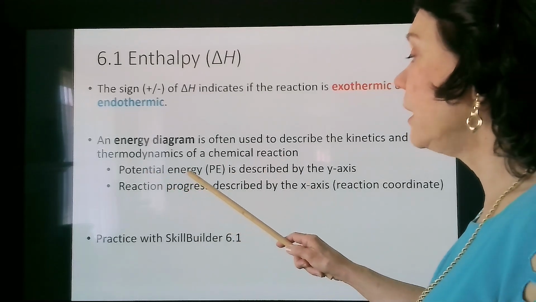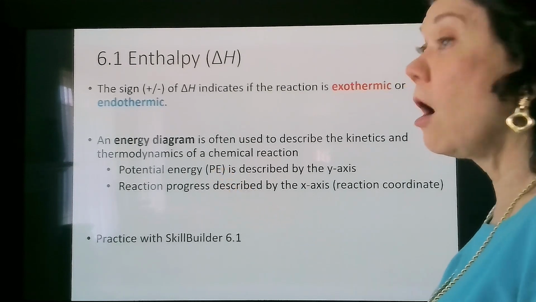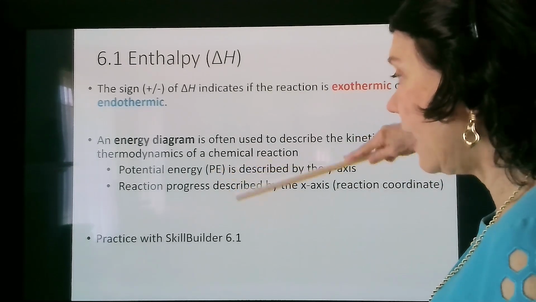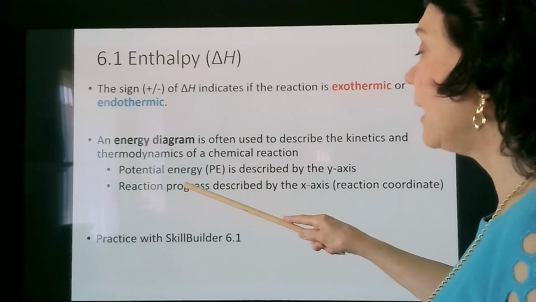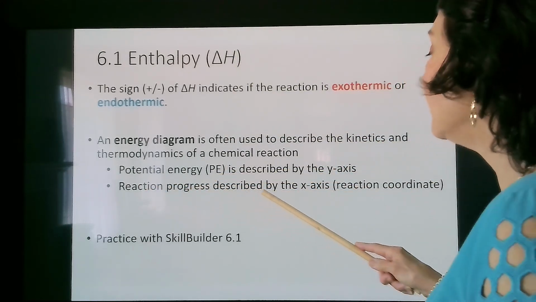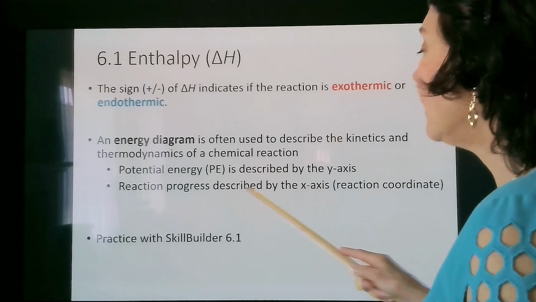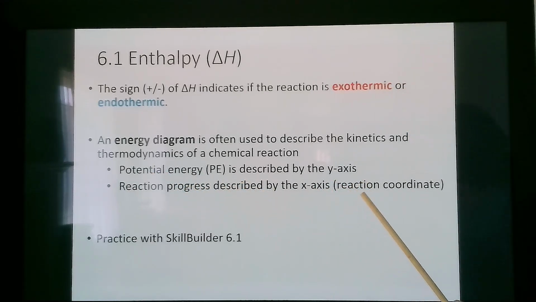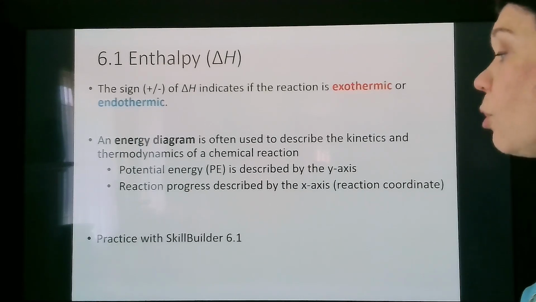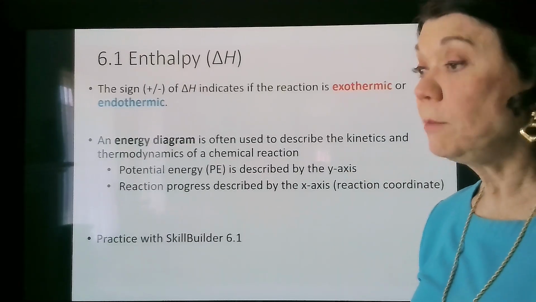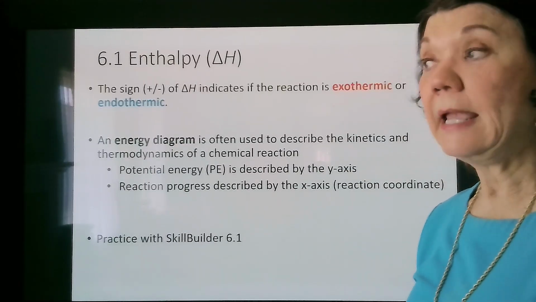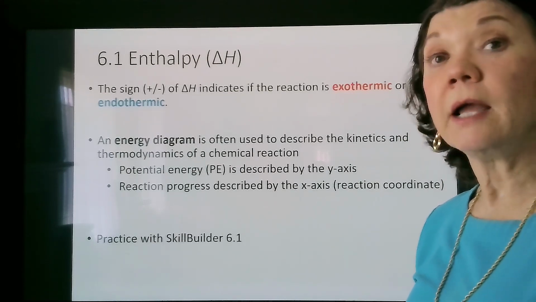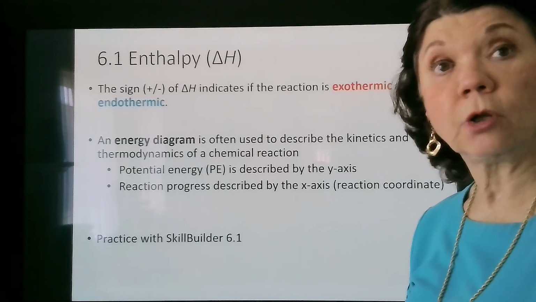The potential energy, abbreviated PE often, is described by the y-axis going up and down. The reaction progress is described by the x-axis going left to right, and it's called reaction coordinate. And the reaction coordinate could be a bond length, it could be a bond angle, it could be a dihedral angle or a torsional angle.